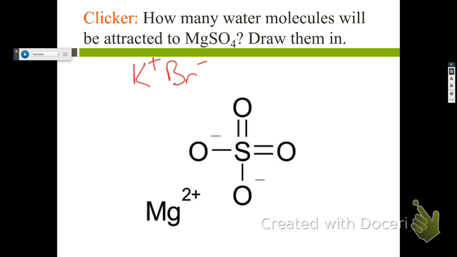So out of these two, potassium bromide is going to be much more soluble because it's much easier for water molecules to surround potassium and kind of shield that positive charge, and same with the bromide, pointing the hydrogens in.